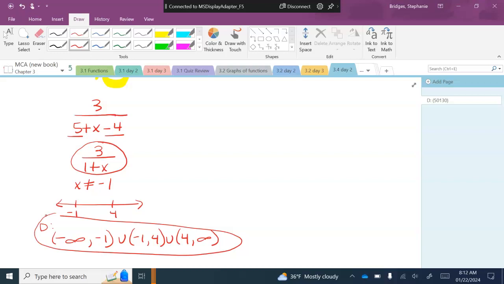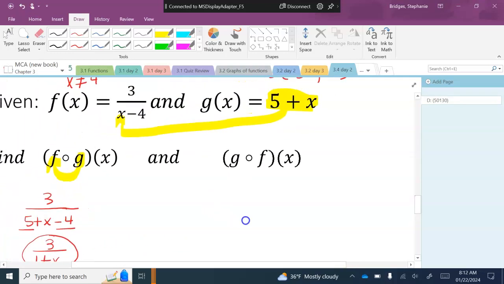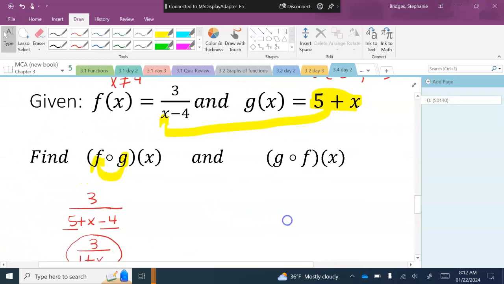Now, when you do the other way, when you do g following f, you will have to get common denominators to be able to combine those two pieces together. I want you to keep working on it. You're going to go backwards. You're going to take the entire f function and put it in place of x into g. You will have to get common denominators.